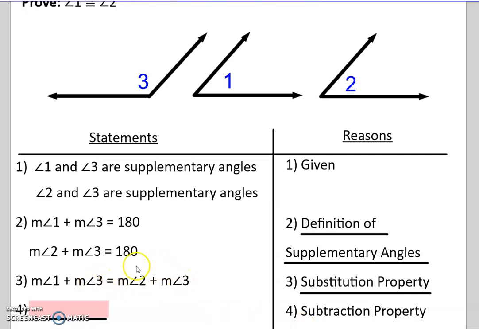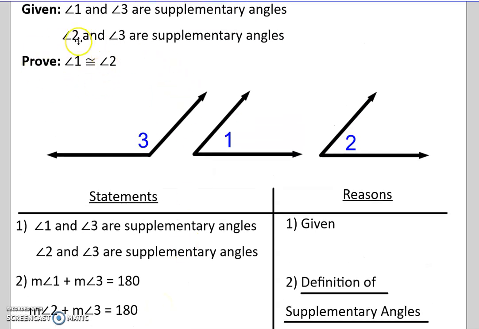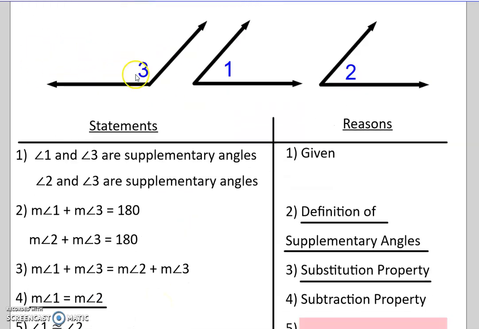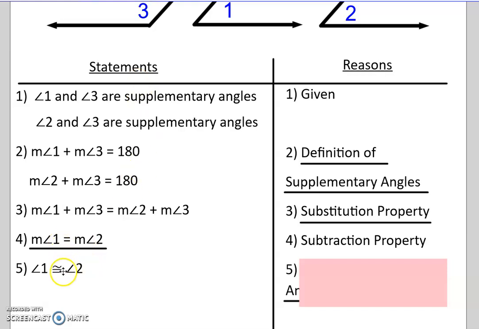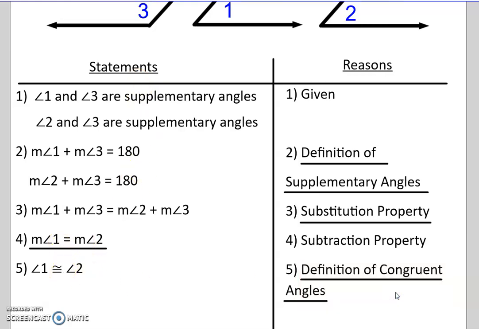Fourth, subtraction property was my reason, so what did I do? Subtracted the measure of angle 3 from both sides, because that's what both sides have in common. So I'll be left with the measure of angle 1 equals the measure of angle 2. Oh boy, look what I was trying to prove all along. Once I have something equal, we can say that they are congruent. Definition of congruent angles. Cool?